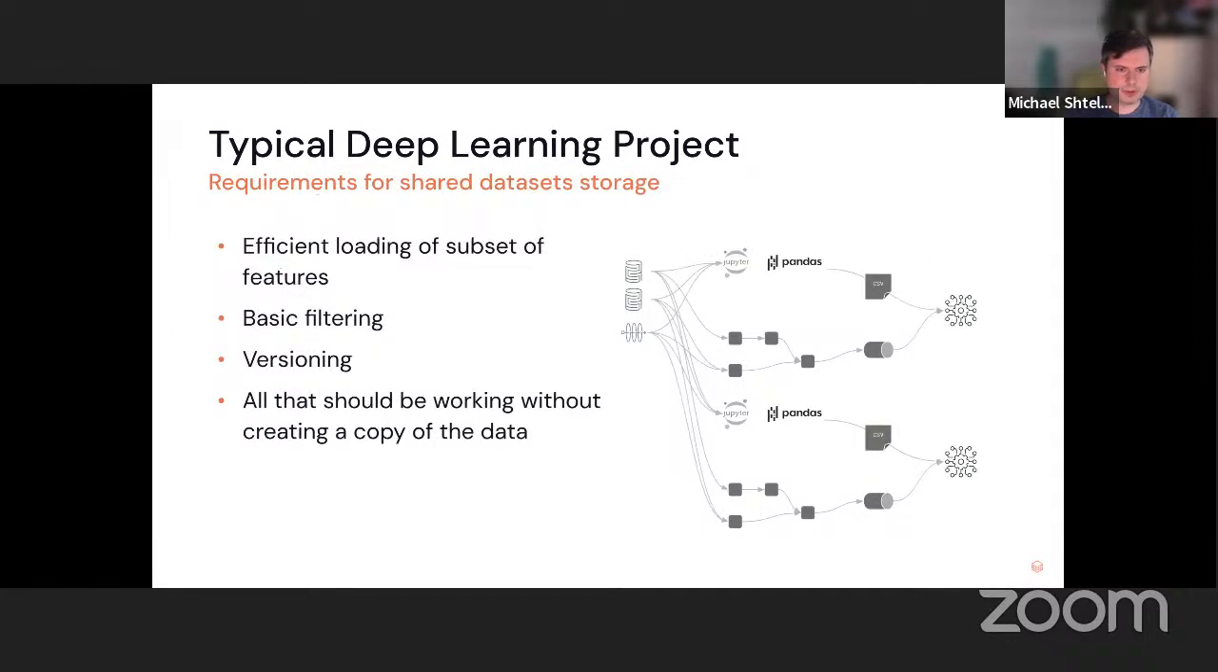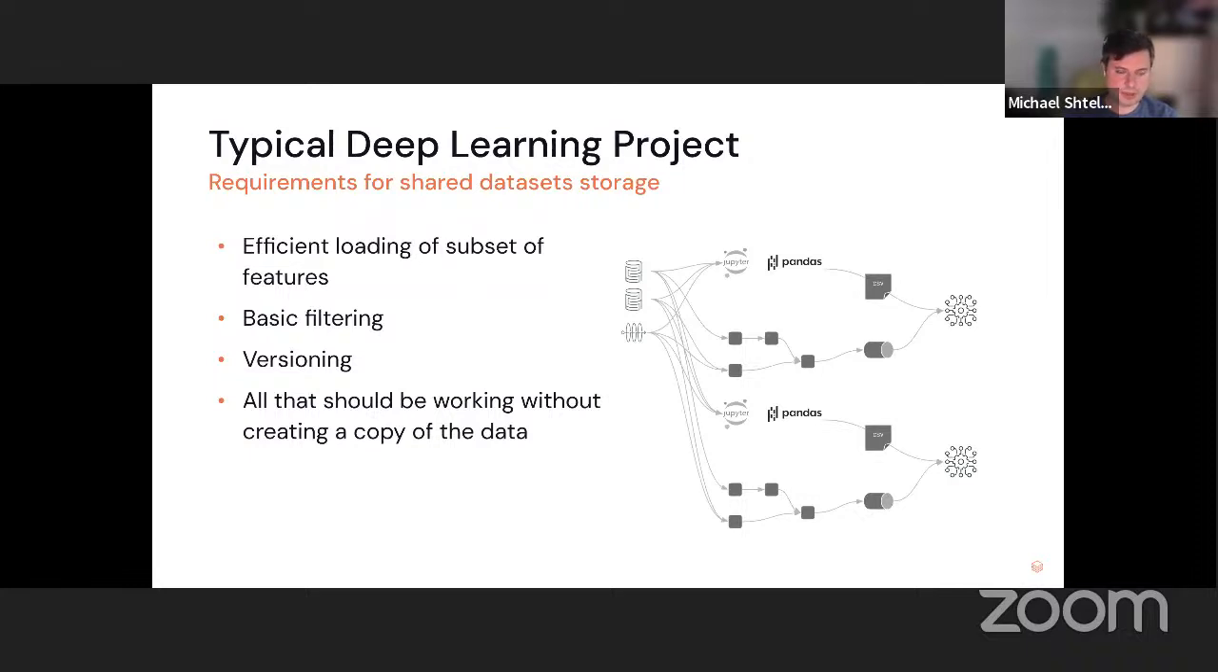Okay, so now let's come up with the requirements for the shared dataset. What do we need in order to easily use the same dataset with multiple deep learning projects? At first, we need efficient loading of a subset of features. We also need basic filtering on the row level and also on the column level.